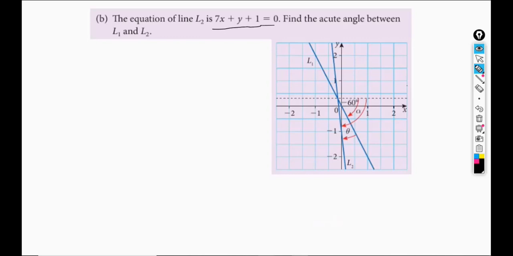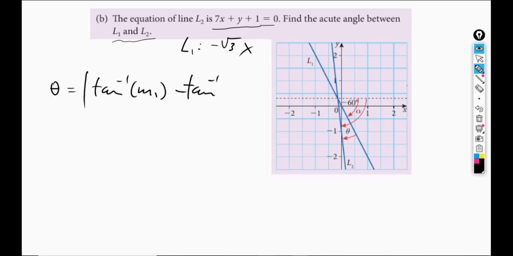So now on part B, which says the equation of the line L2 is 7x plus y plus 1 equal to 0. Find the acute angle between L1 and L2. First of all, let's remember what L1 was. We found it before. L1 is negative square root of 3 times x. And because they want us to find an acute angle between those two lines, remember that the acute angle between two lines is equal to the absolute value of the inverse tangent of one slope minus the inverse tangent of the other slope.